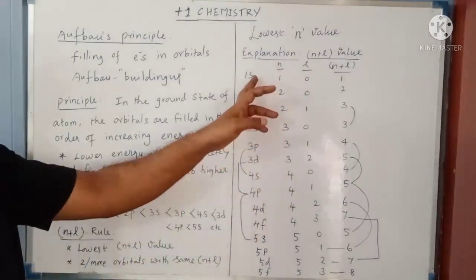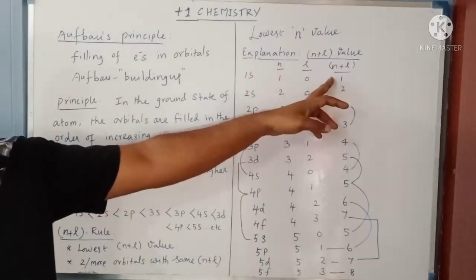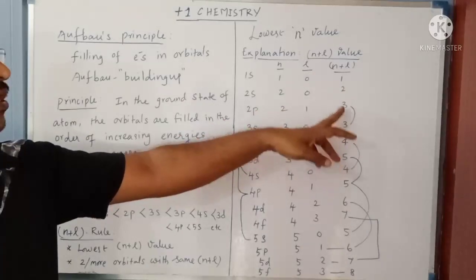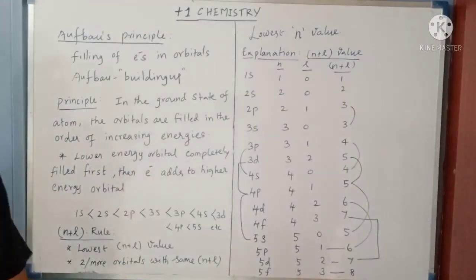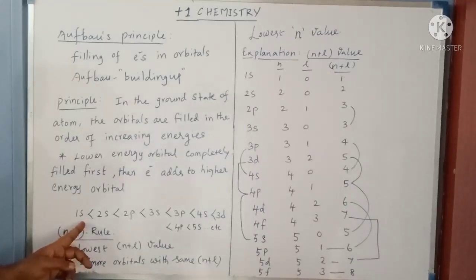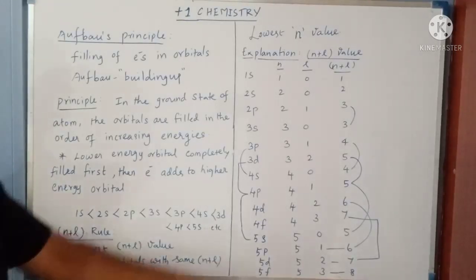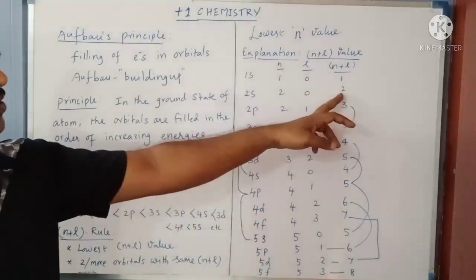Okay, so look at the first orbital, the 1s orbital. Its n plus l summation is 1. There is no other orbital with 1, isn't it? So very first the electrons are filled in the 1s orbital. Once you start filling electrons in orbitals, first you have to fill the 1s orbital. You know very well that an s orbital can have a maximum of 2 electrons. So once 2 electrons are added in the 1s orbital, the next electron will go to the next orbital, isn't it? Right. Now the 2s orbital has n plus l value 2.